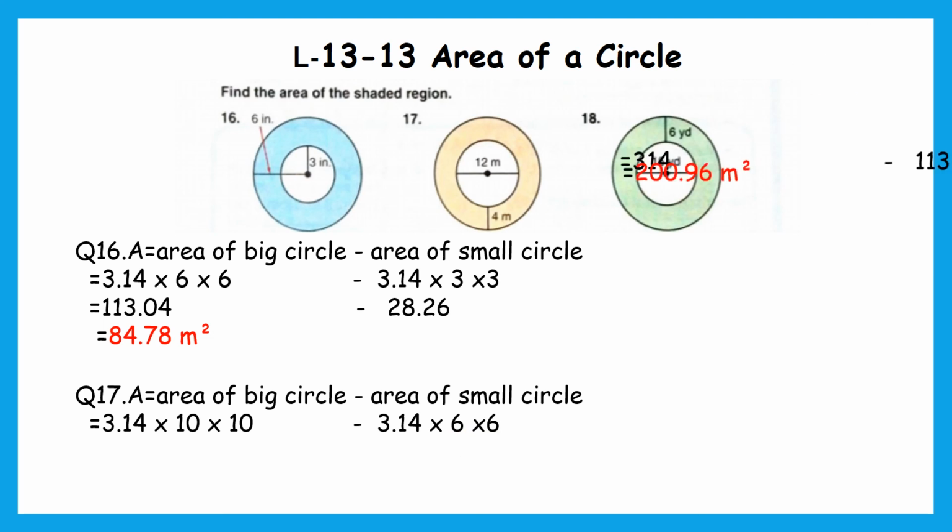Then you calculate, what is the answer? 314, and here is 113.04. Subtract this one. What is the answer? 200.96 meter square. I think it is clear. In this one, just the outer circle minus the inner circle, or you can say the bigger circle minus the smaller circle area. Just you can find the shaded part of this one.